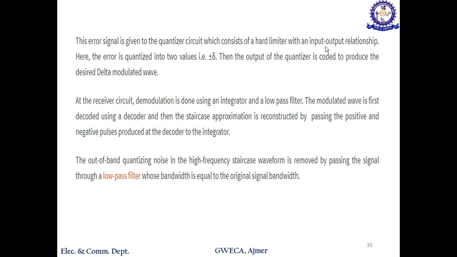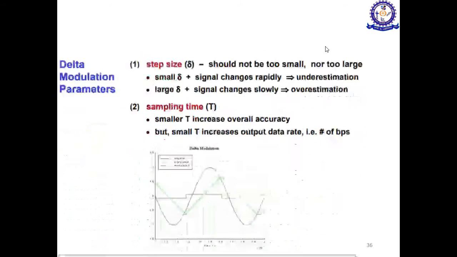At the receiver end, demodulation is done using an integrator and a low pass filter. The modulated wave is first decoded using a decoder. Then the staircase approximation is reconstructed by passing the positive and negative pulses produced by the decoder to the integrator. The out-of-band quantization noise and high frequency are removed by passing the signal through a low pass filter whose bandwidth is equal to the original signal bandwidth.